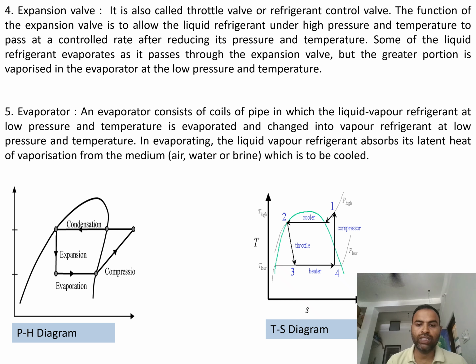Now 4 to 1 is the evaporation process in which heat is added to the refrigerant, due to which the phase changes from liquid to vapor, and this is shown by the points 4 to 1. And at point number 1, the initial process is started.